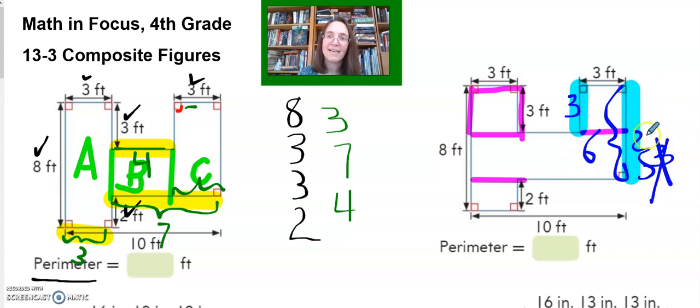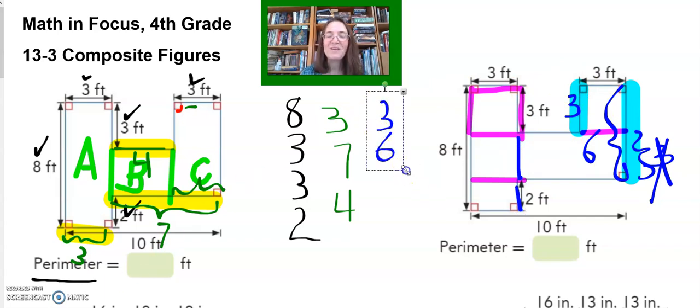So I'm just going to cross this out so I don't make that mistake. 3 for right here, because if I take this 3 and this 2 and I take them away from 8, then this will also leave 3. Oh my goodness. Let me write those down for you and then we'll add them all together.